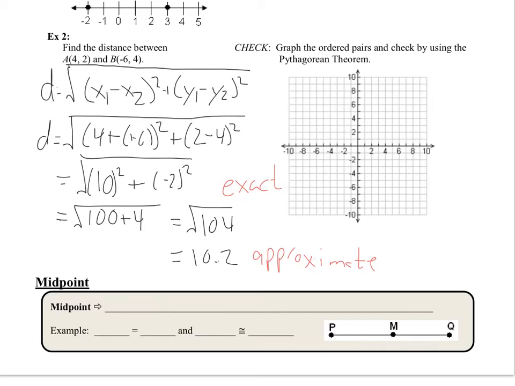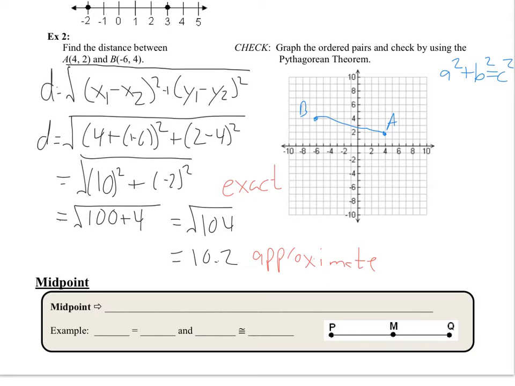Now it tells us to graph the ordered pairs and check by using the Pythagorean theorem. Now remember, the Pythagorean theorem is a squared plus b squared equals c squared. That's something that you should have learned in 8th grade, or if not, algebra. Now, we need to graph the ordered pairs. So the ordered pair for A is (4, 2). So that's A right there. And then the second point is B, which is (-6, 4). So negative 6, up 4. Now we're just going to connect those two, and that's called a segment when we just connect the two dots.